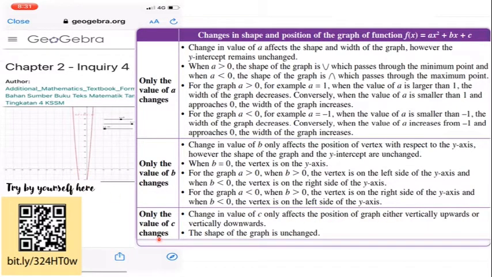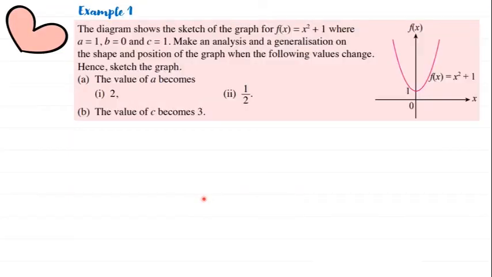If the value of C changes, the change in the value of C only affects the position of the graph either vertically upward or downward. The shape of the graph is unchanged. Example 1: the diagram shows the sketch of the graph for f(x) equal to x squared plus 1, where a is equal to 1.